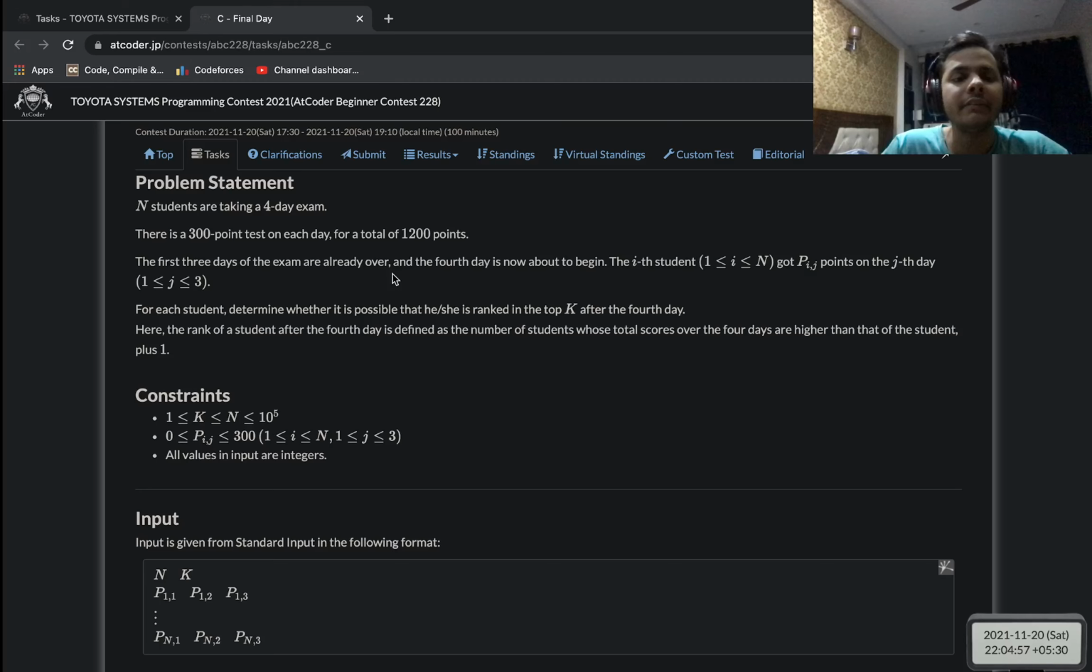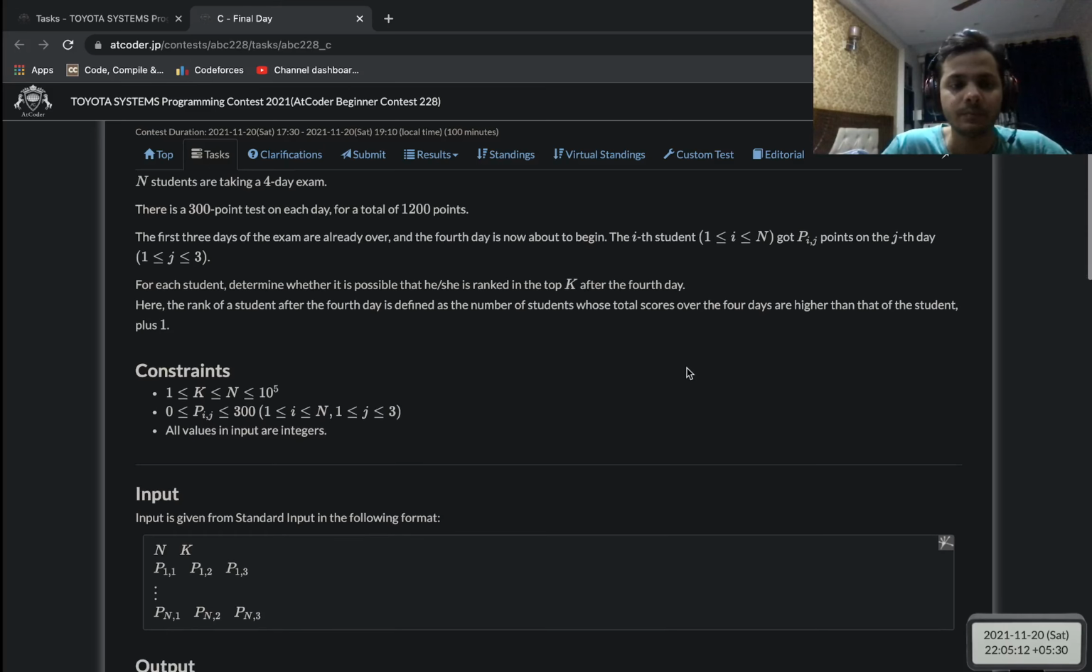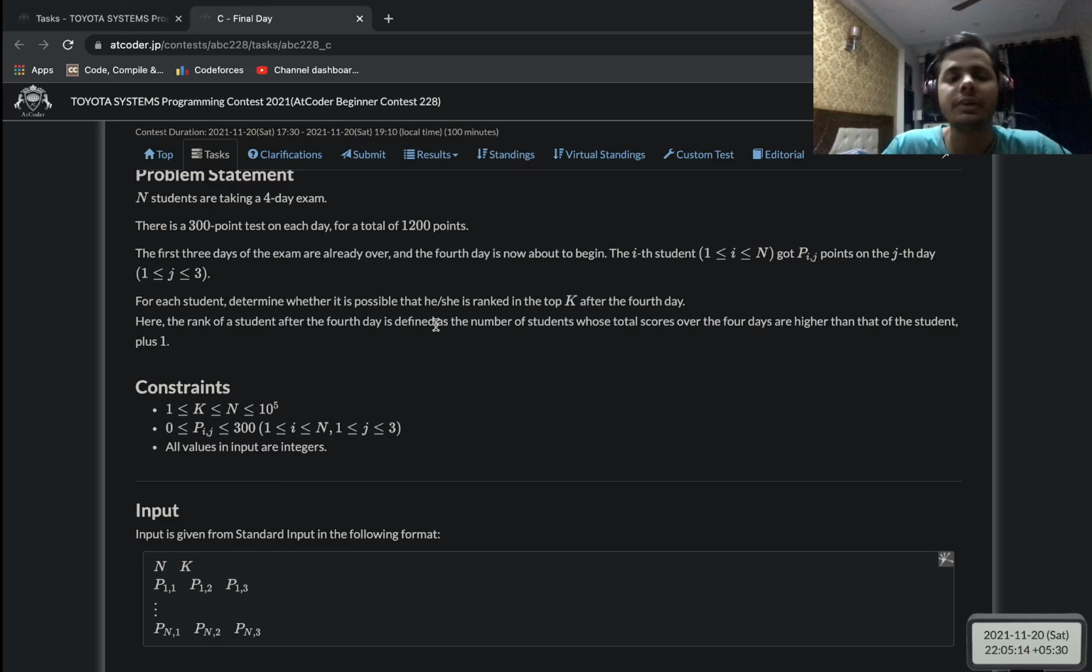And we have been provided with the marks of the first 3 days for all the children. For all the students from 1 to n, we know the number of marks that the ith student got on the jth day, where j is from 1 to 3, but we have no idea how many marks the student scored on the last day. For each student, we have to determine whether it is possible that he or she is ranked among the top k students after the 4th day is completed.